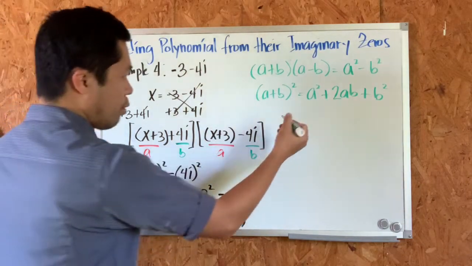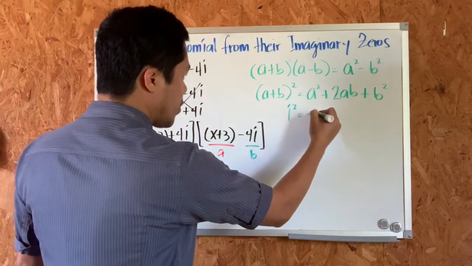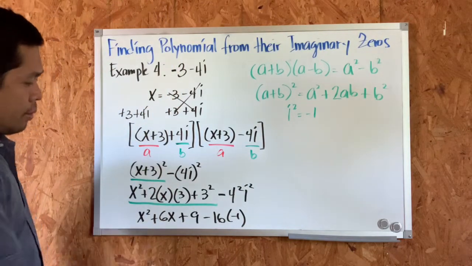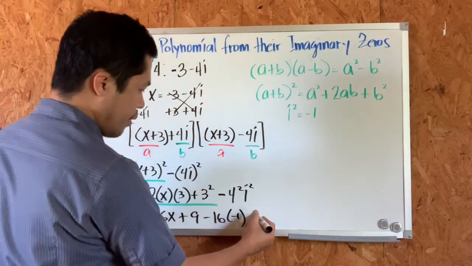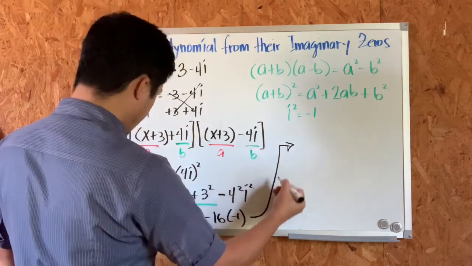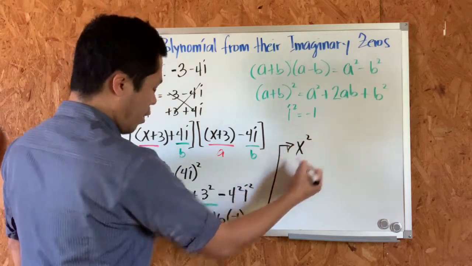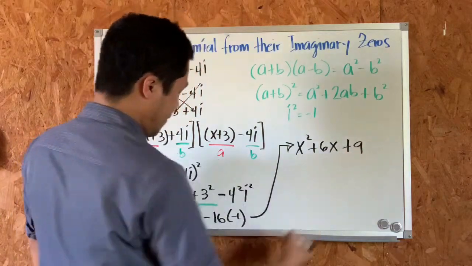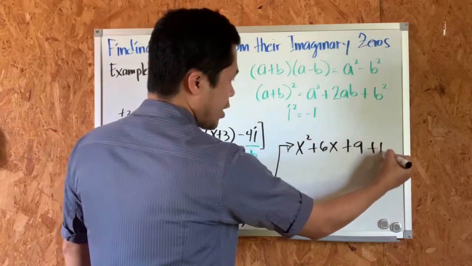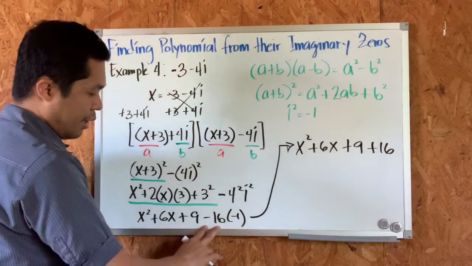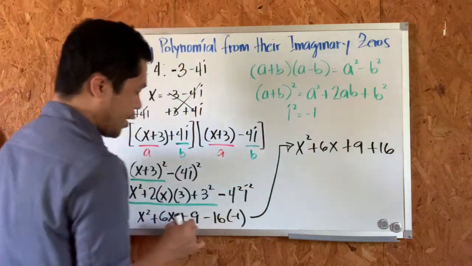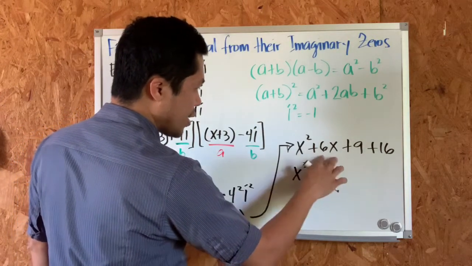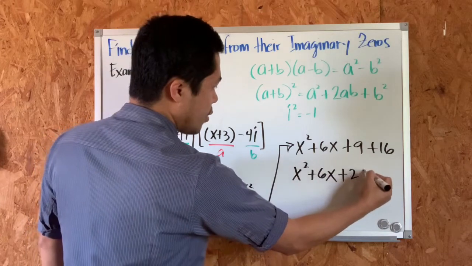If you remember, I will remind you, i squared is equal to negative 1. And then we can simplify this further. This is equal to x squared plus 6x plus 9 plus 16. Negative 16 times negative 1 is equal to positive 16. And finally, the answer is x squared plus 6x plus 25, since 9 plus 16 is equal to 25.